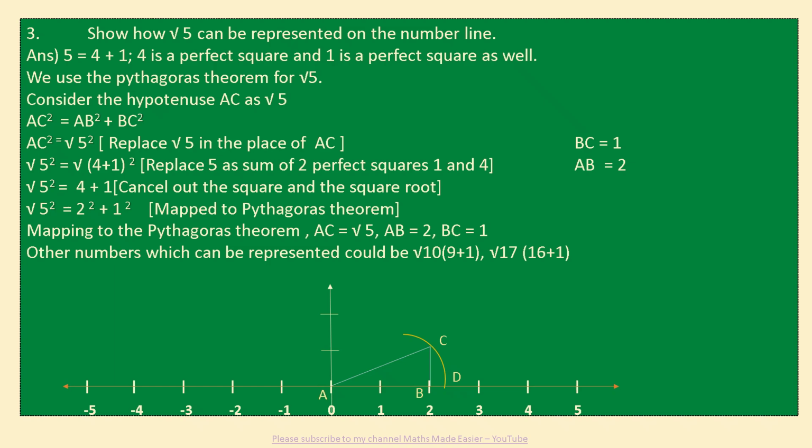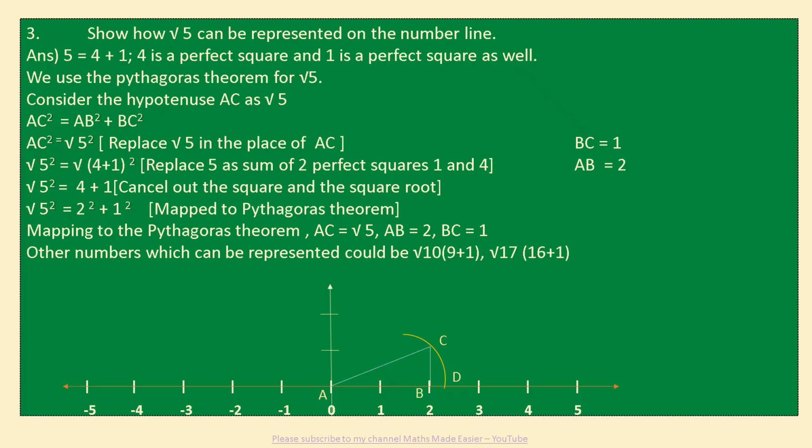Show how root 5 can be represented on the number line. How do we find the solution to this kind of problems? We make use of the Pythagoras theorem because it is a theorem which makes use of the squares of the sides and the hypotenuse. So we can very well make use of the theorem to find solutions for these kind of problems. How do we go about?